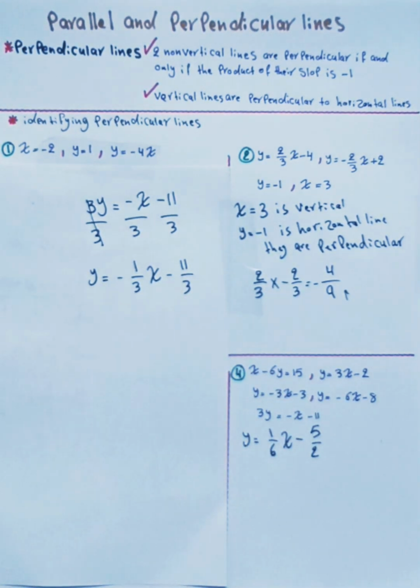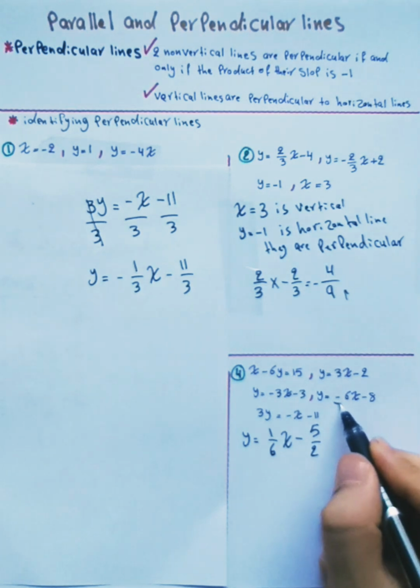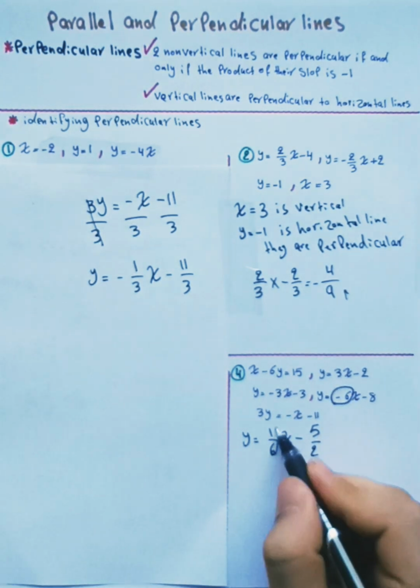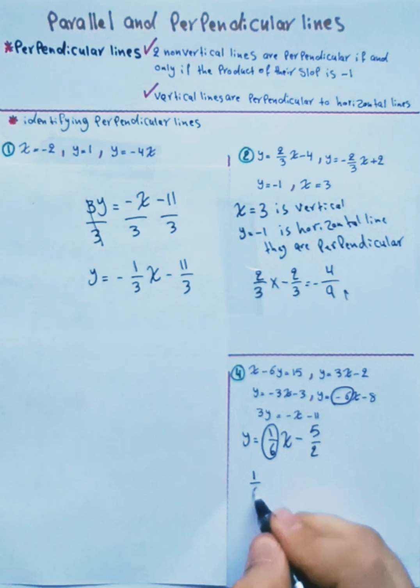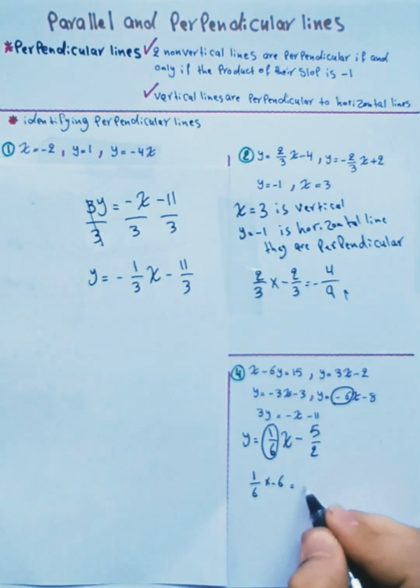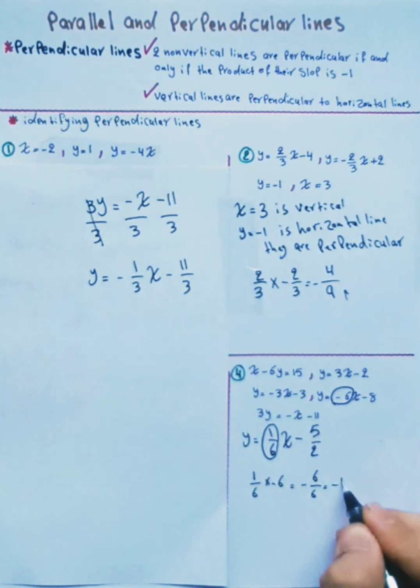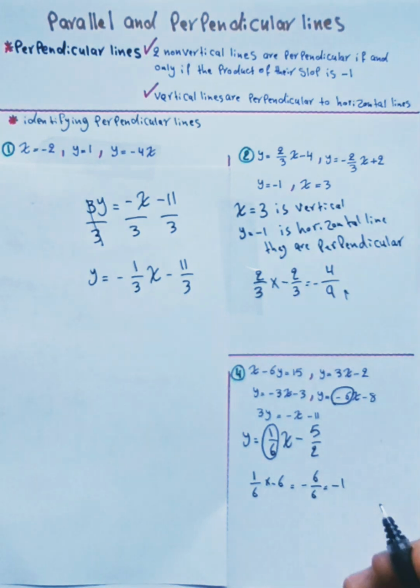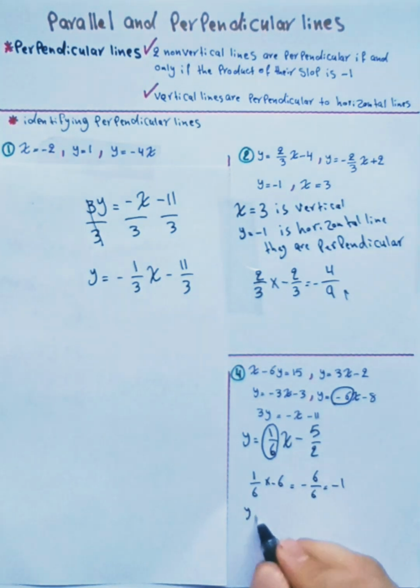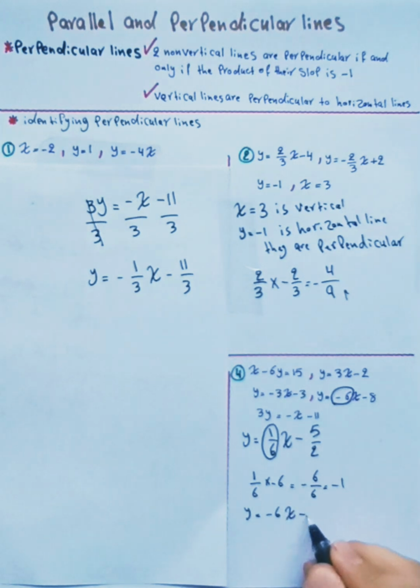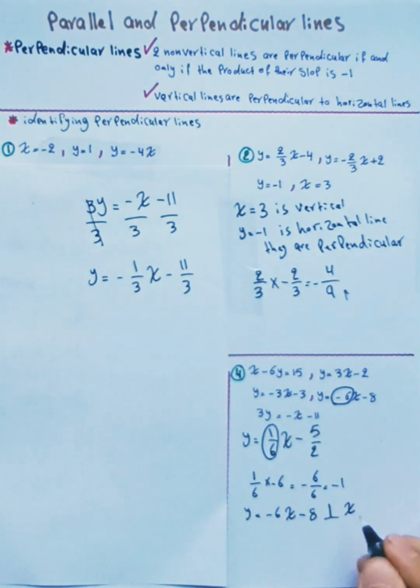After that, the slope of this line is negative 6, and the slope for this line is 1 out of 6. When we multiply, we will get negative 6 out of 6 and then equal to negative 1. So we can say y equal to negative 6x minus 8 is perpendicular to this line x minus 6y equal to 15.